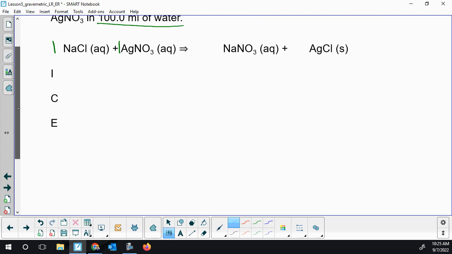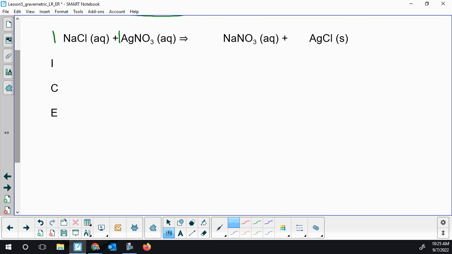Now, I like to, as an organizational strategy, do my sodium chloride first and my second reactant, my silver nitrate, underneath it when I'm doing limiting excess. It's just a nice order to help make sure I don't mess anything up. And I'll color code them. So the moles is going to be mass over molar mass because we have a solid, a pure substance. So for sodium chloride, that's 10 grams.